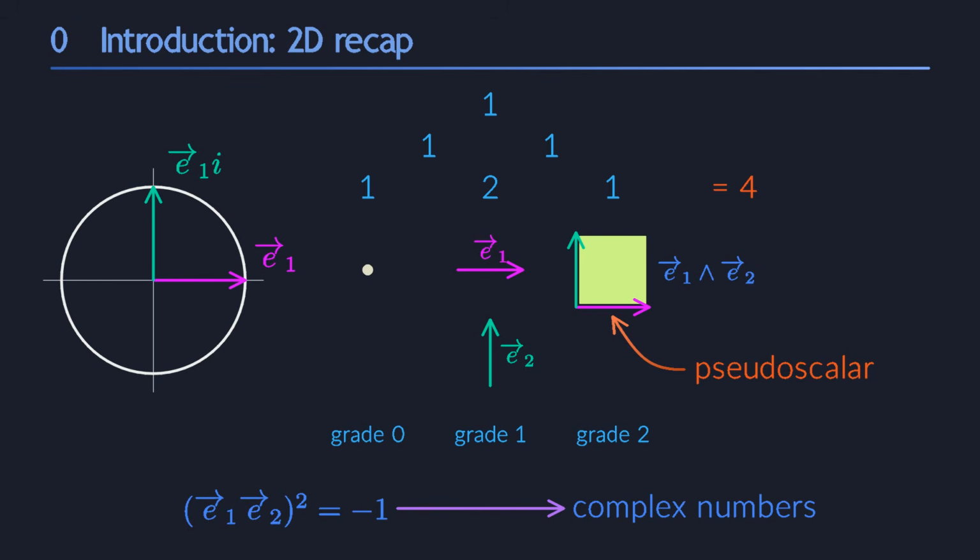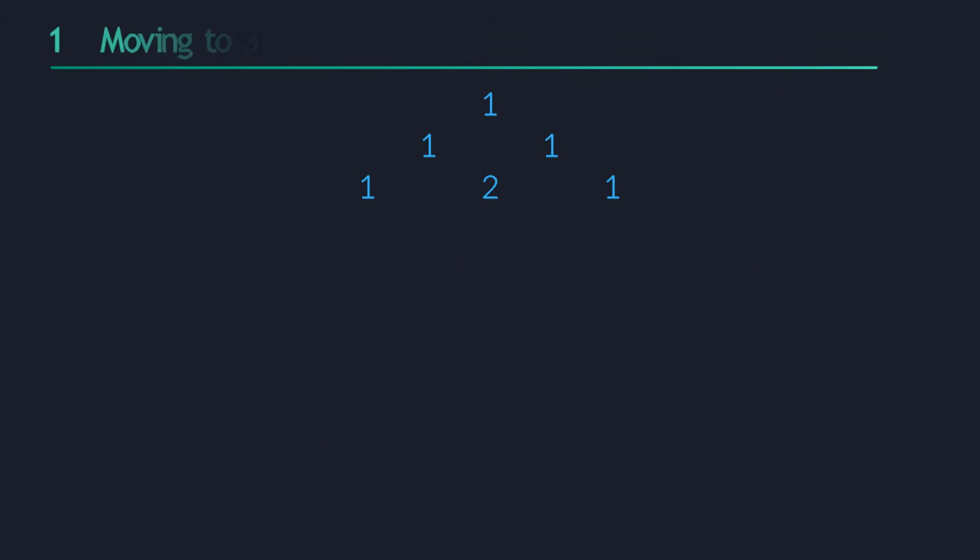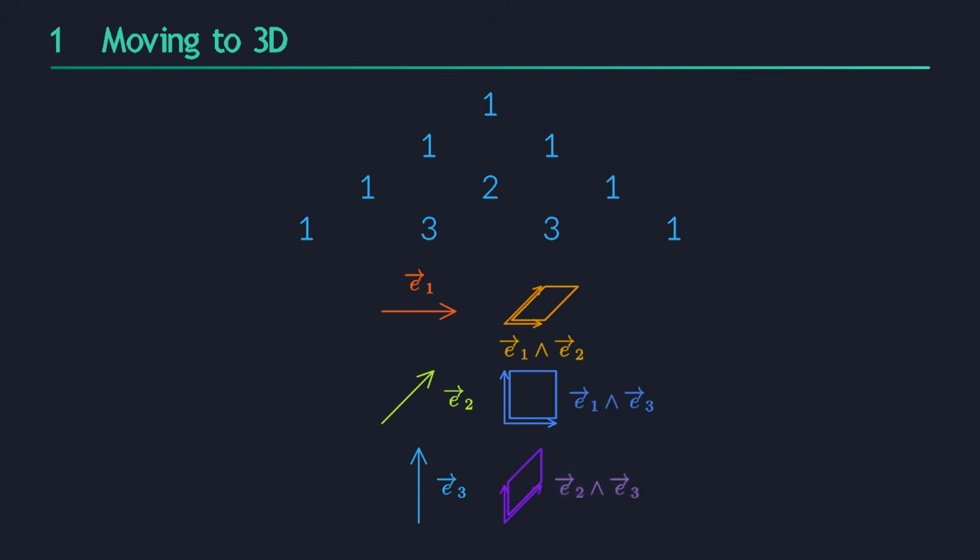Great, so now that we remember how everything works in 2D, we can easily extend everything to 3 dimensions. We just take the next row in the Pascal triangle. We now have 3 unit basis vectors, and we can wedge them in pairs in 3 different ways to create the basis bivectors. Or we can wedge all 3 of them together to create a unit trivector. Nothing new so far. The sum of the numbers in this row is 8, so we get an 8-dimensional Clifford algebra.